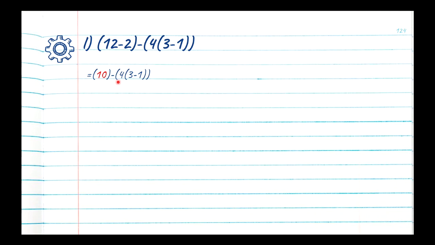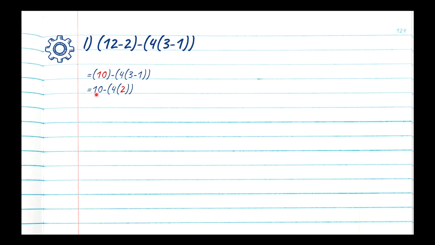Are there any brackets within this bracket? And yes, we can see that there's another bracket. So we ask again, are there any child brackets within this one? 3 minus 1. So there's no child bracket within here. So this is the innermost bracket, and we can go ahead and solve it first. So 3 minus 1 is equal to 2, and we drop the rest of the equation. Everything on the left and everything on the right.